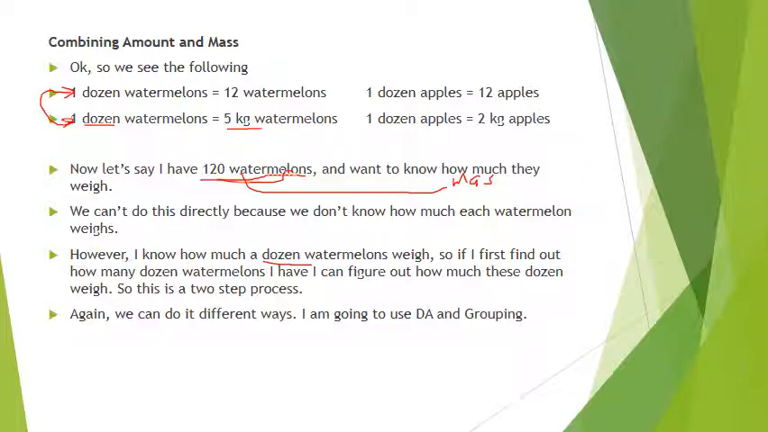So this is a two-step process, and you have to think about this. The ones we had before are just one step. You went either from watermelons to dozen, or dozen to watermelon, or dozen to kilograms, and kilograms to dozen. So this one, though, you're going from watermelons to kilograms. All right, so what I'm going to do is do these problems using dimensional analysis and grouping.